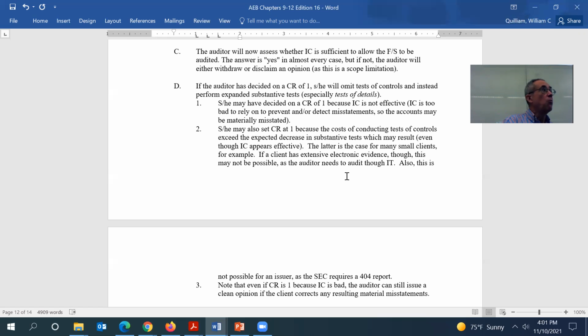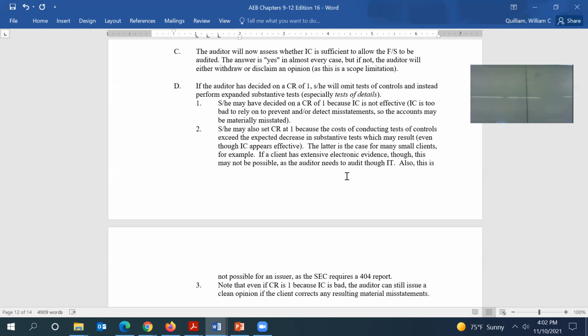Now, something that is somewhat less obvious, maybe a lot less obvious. This auditor may have also set control risk at 1 or 100% because the cost of conducting test controls exceeds the expected decrease in substantive tests, which may result, even though internal control appears to be effective. This is the case for many small clients, for example. For a small client, it may be cheaper to do what auditors sometimes refer to as a full-blown substantive audit, instead of trying to test the rather rudimentary internal control that the small client has.